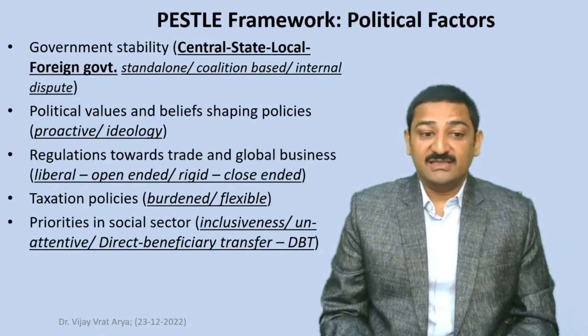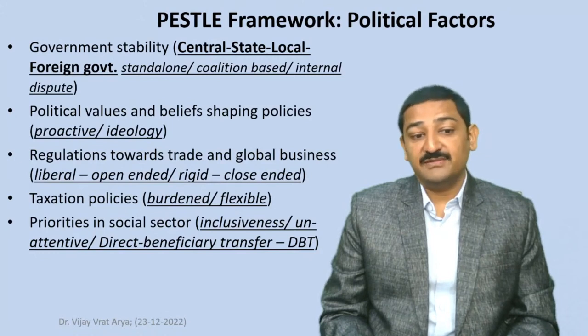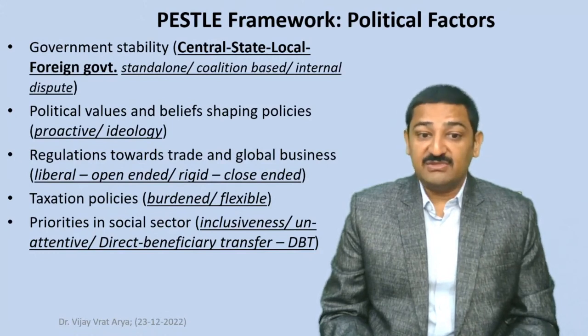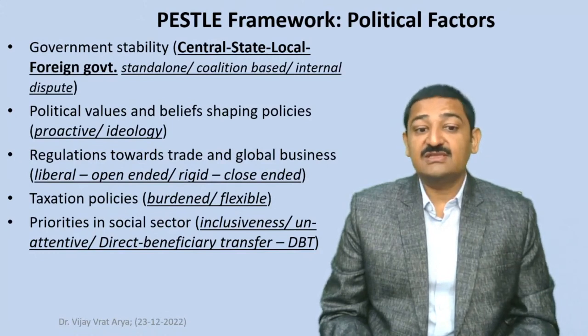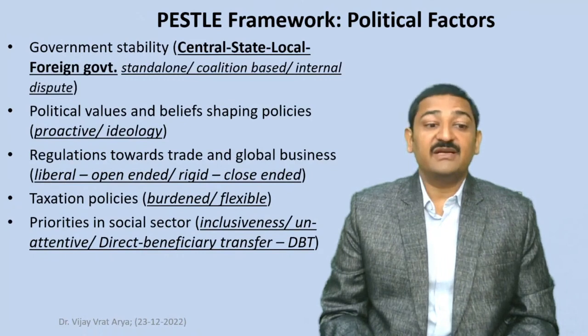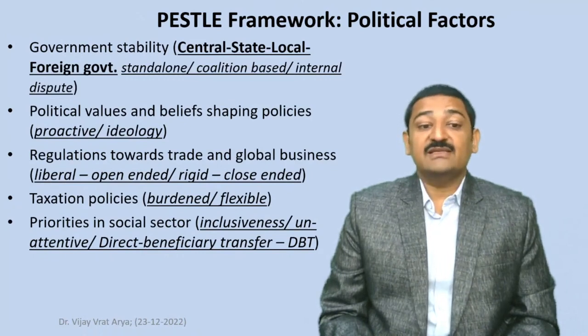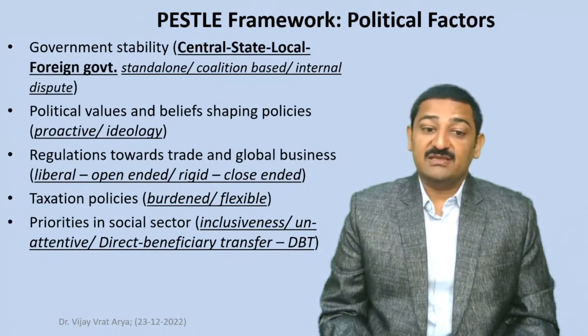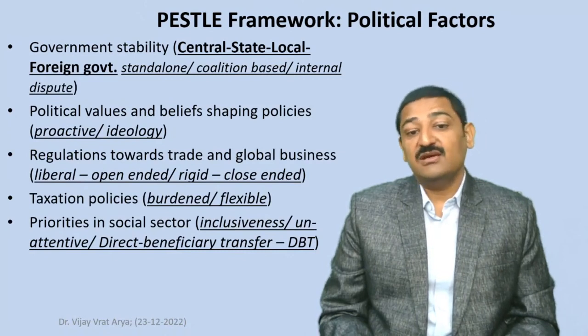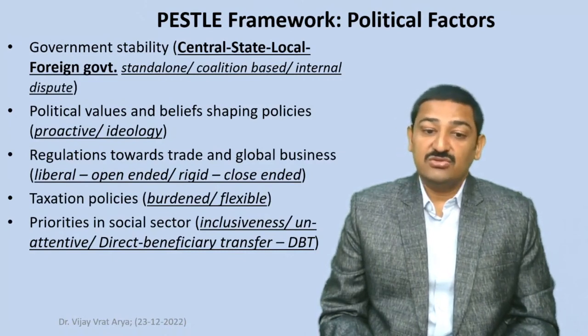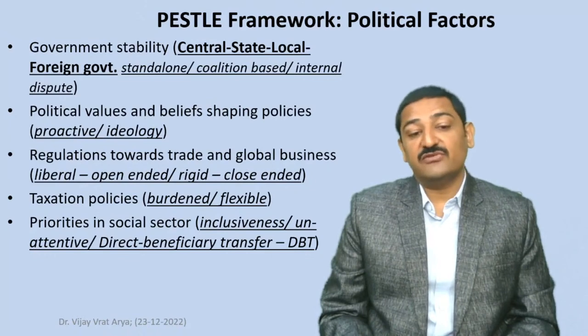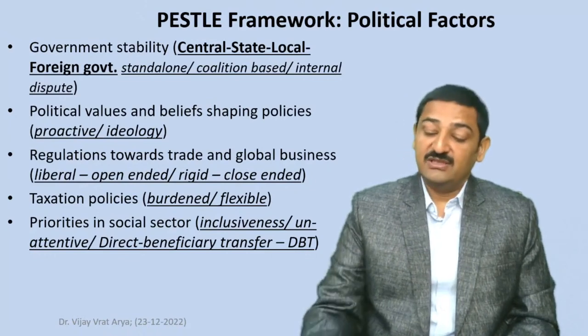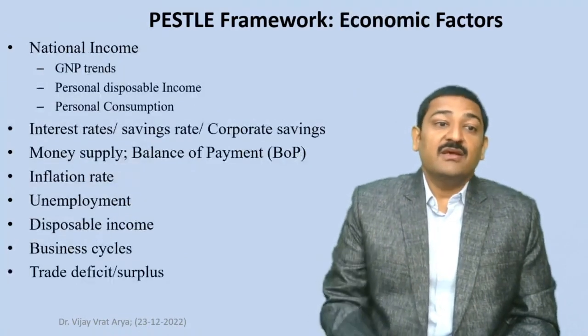Apart from that, taxation policies of the government: is it flexible in nature, or is it a kind of burden on the taxpayers or the corporate houses? Apart from that, the priorities in the social sector: is it in terms of inclusiveness, or is it something inattentive in nature? As an example, we can take the case of direct benefit transfer, that is DBT.